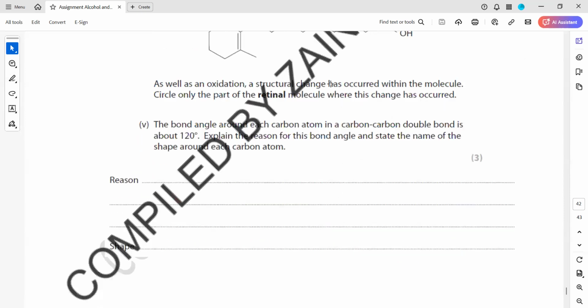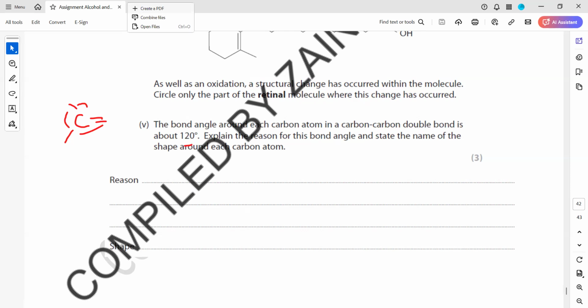The bond angle around each carbon atom in a carbon-carbon double bond is 120. Explain the reason for this bond angle and state the name of the shape. When the bond angle is 120 degrees, the shape is trigonal planar. Whenever they ask why it has a specific shape, you will always refer to bond pairs and lone pairs, according to electron pair repulsion. It will be trigonal planar.